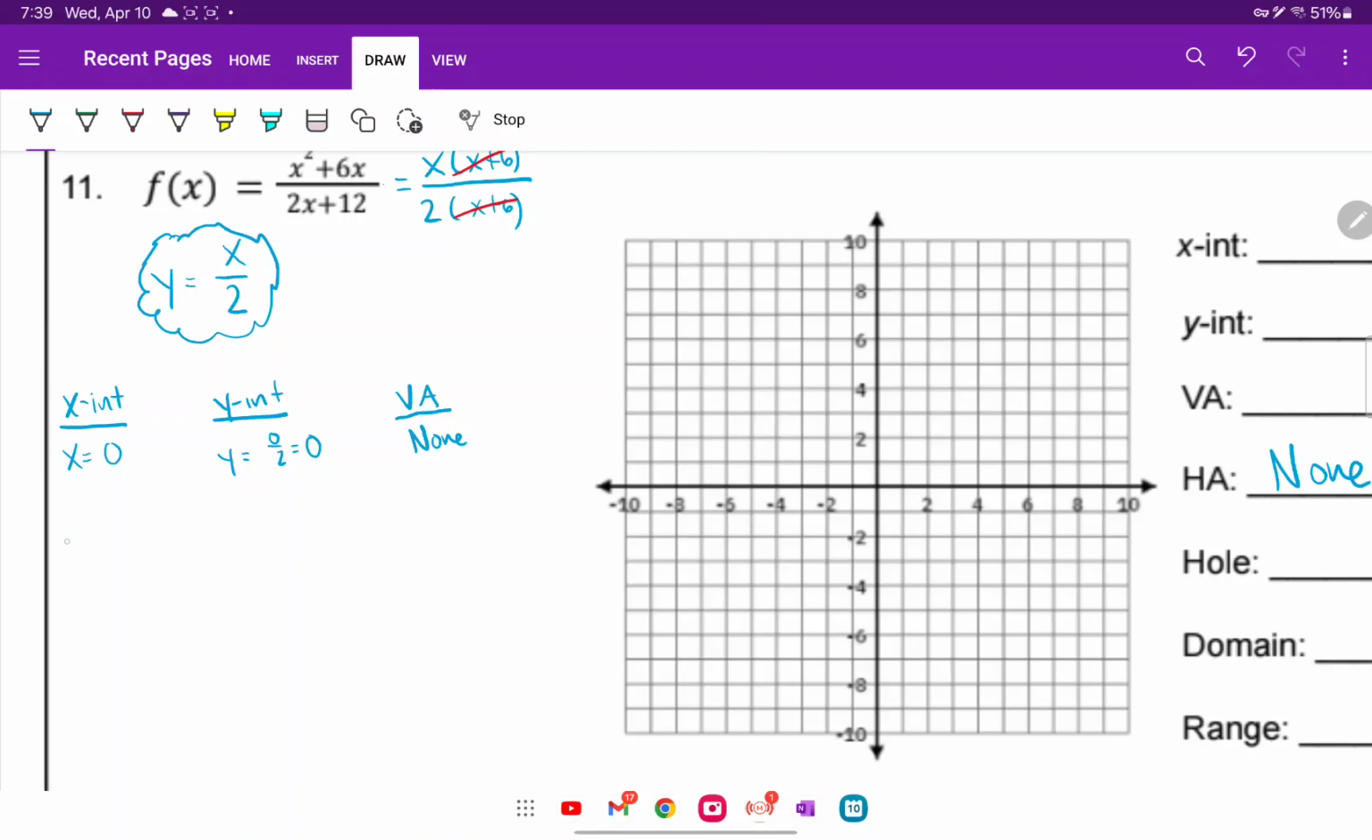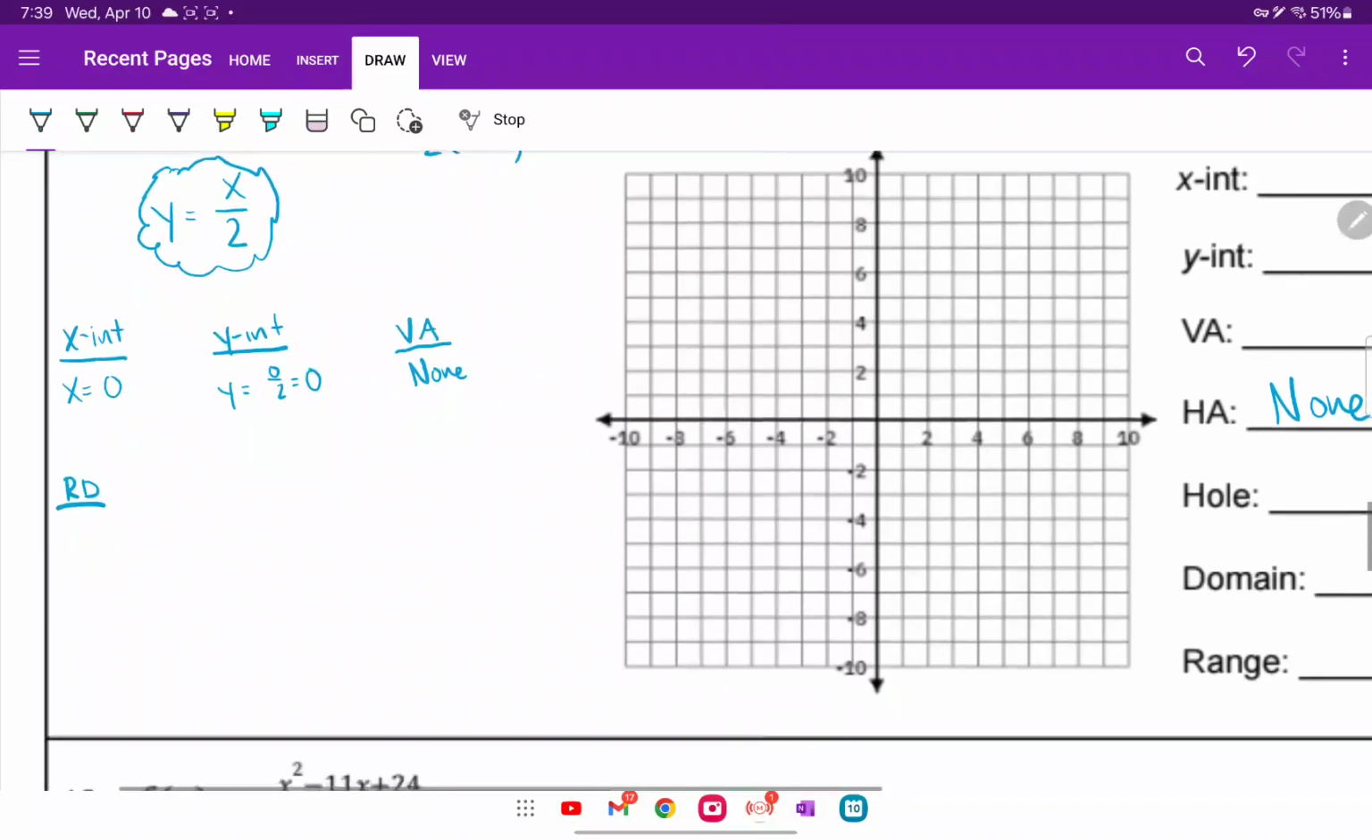And then we have RD, our removable discontinuity, our hole. Here we did cross out x plus 6. We're going to set that equal to 0 and solve it. So x is equal to negative 6. Then now we're going to plug that into our simplified equation to figure out our y value.